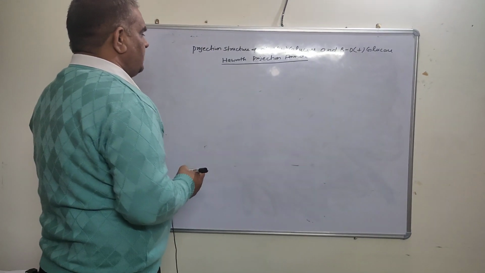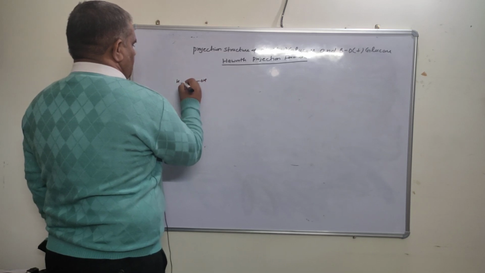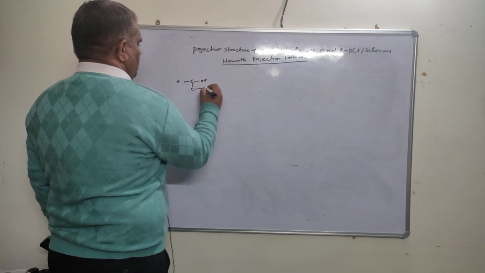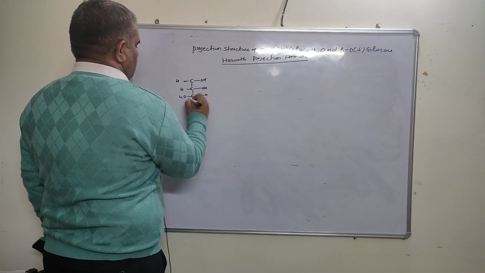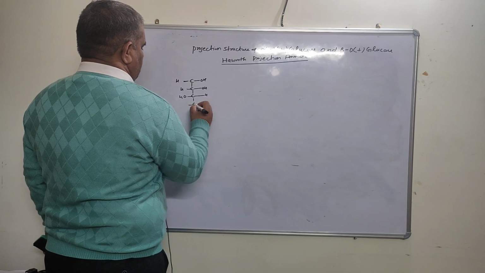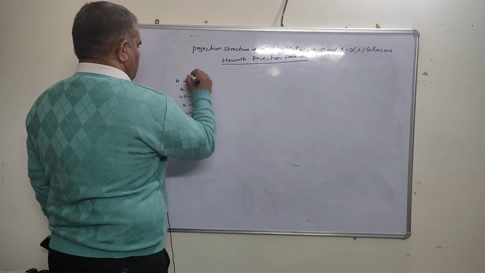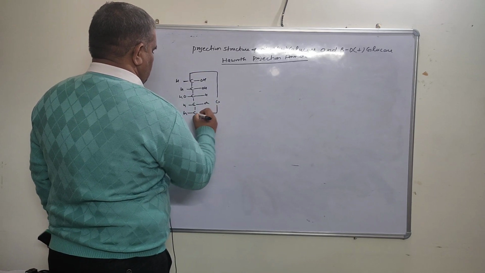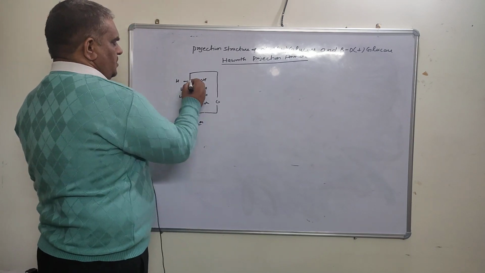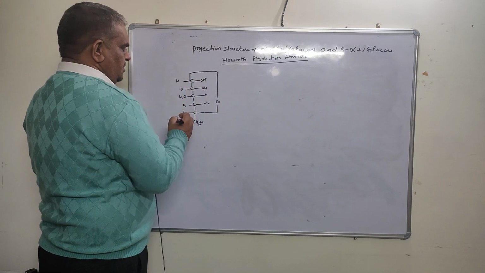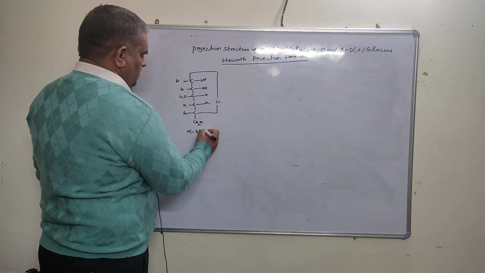First, the Fischer projection of alpha D glucose. This is alpha D glucose: carbon, OH, H; carbon, H, OH; carbon, OH, H; carbon, this H, CH2OH. This is the anomer. The OH group on the anomeric carbon is towards the right. This is alpha D glucose.